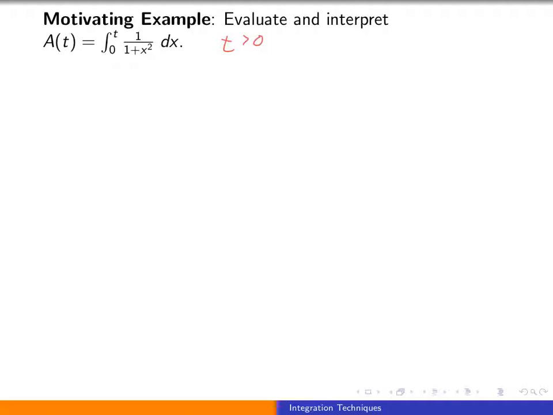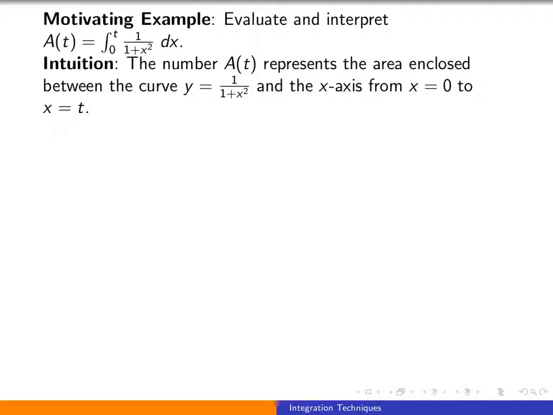So let's first start off with the geometric interpretation. Using how a definite integral is defined, and the fact that the function 1 over 1 plus x squared is positive, A of t is going to represent the area enclosed between the curve y equals 1 over 1 plus x squared and the x-axis going from x equals 0 to x equals t. So from a graphical perspective, if we consider the graph of 1 over 1 plus x squared, A of t represents the area enclosed between 0 and x equals t. So A of t is the quantity represented by this area.